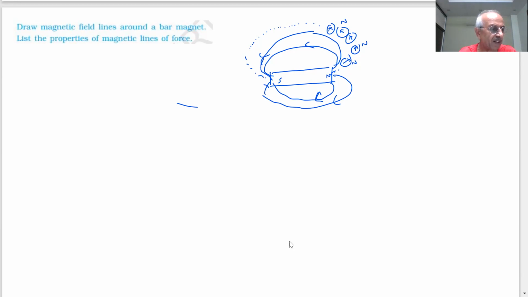So the magnetic field is a quantity that has both a direction and magnitude. The direction of magnetic field is taken as the direction in which the north pole of the compass needle moves. What we are saying is that the magnetic field is a vector quantity. It has both magnitude and direction.